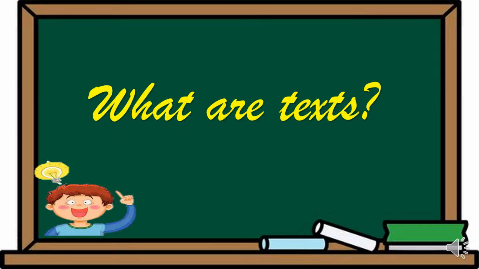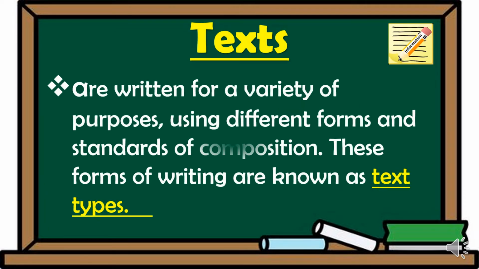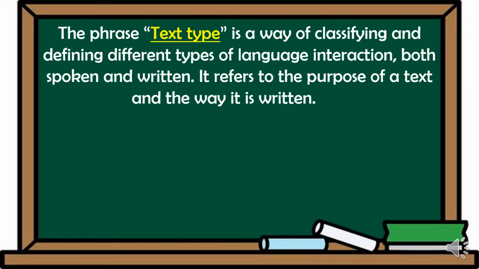What are text? Texts are written for a variety of purposes using different forms and standards of composition. These forms of writing are known as text types. The phrase text type is a way of classifying and defining different types of language interaction, both spoken and written. It refers to the purpose of a text and the way it is written.